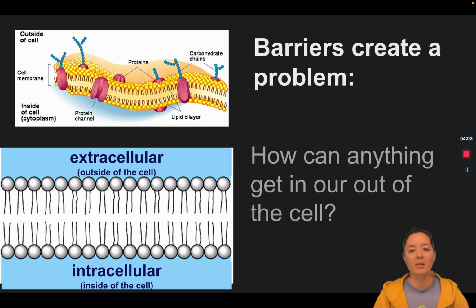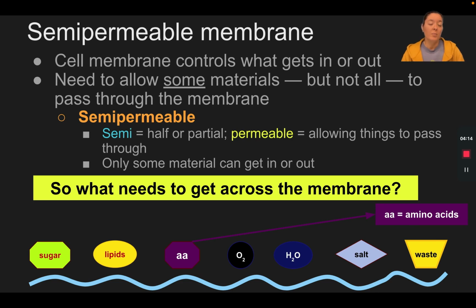But now that we've made a barrier, this creates a problem. How do we get things into the cell, and how do we get things out of the cell? This is solved by a semi-permeable membrane. This means that some things, but not all things, can get through our membrane. So semi means half or part. Permeable means allowing things to pass through. So some things can go straight through that membrane, but not everything.